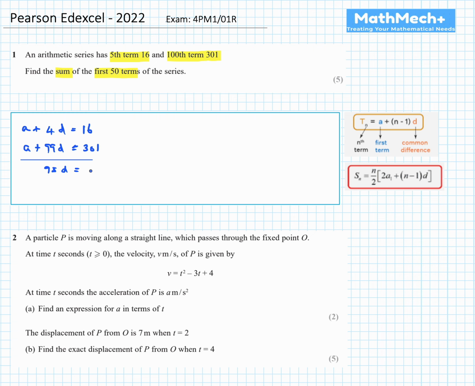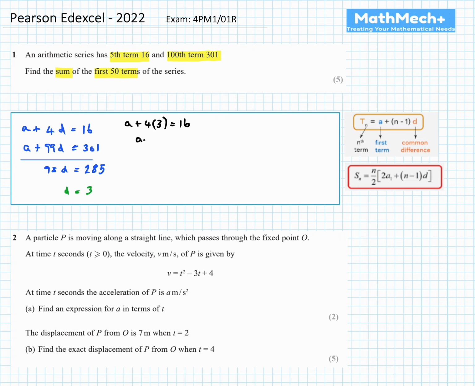95d equals 285, and that divides in fairly nicely, I believe. Yeah, d equals 3, one of our values. Now we have to find a. Just substitute in your d value and we should find a. No problem.